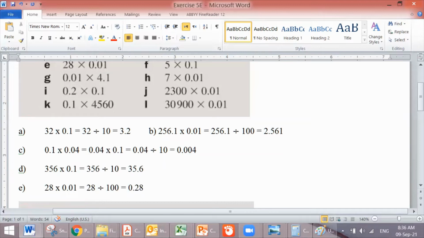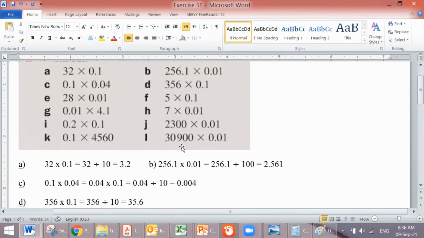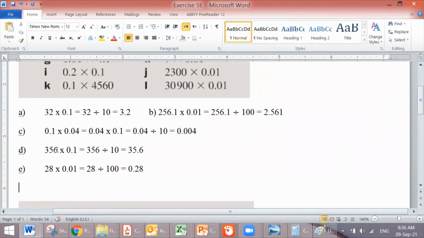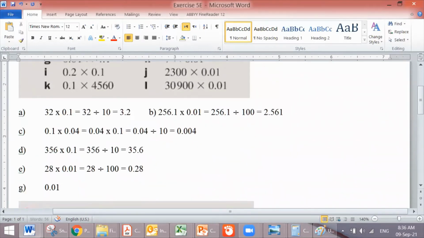So these questions are easy. And some questions now I am going to leave for you. So G part: 0.01 multiplied by 4.1. So can you answer it now?